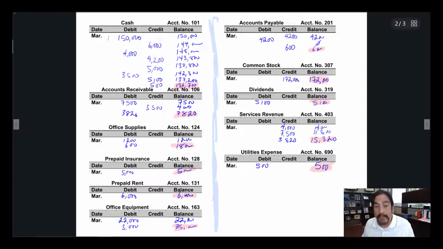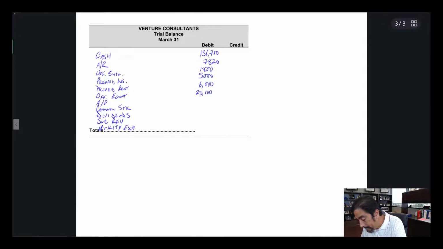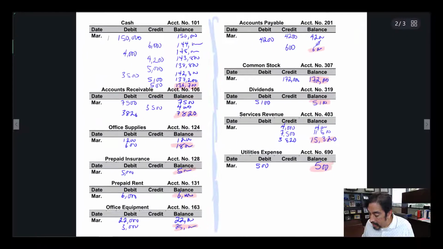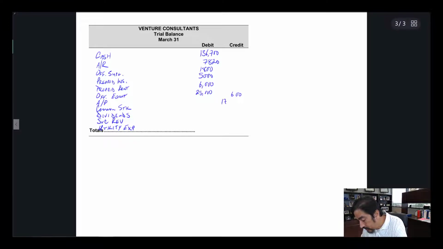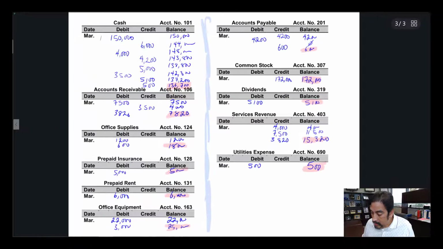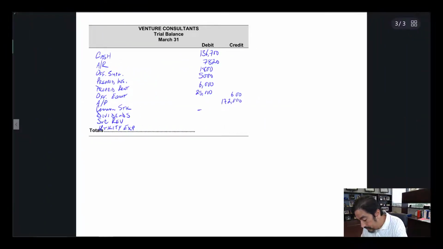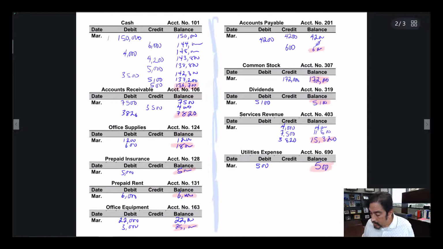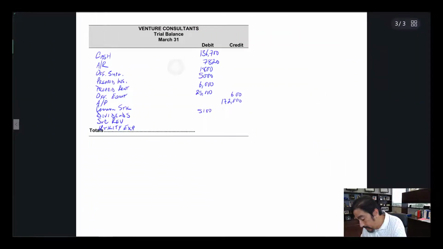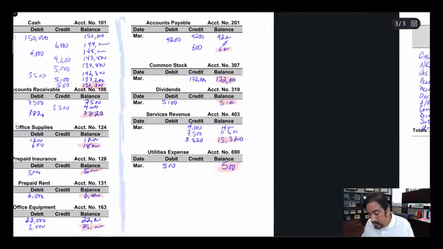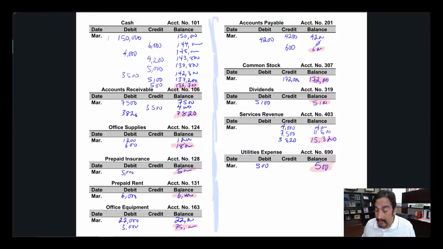Next, we're going to do accounts payable. Remember, accounts payable has a credit balance. So that is 600. And common stock also has a credit balance, 172,000. Dividends has a debit balance, 5,100. Service revenue has a credit balance, 15,320. And utility expense has a debit balance, 500.